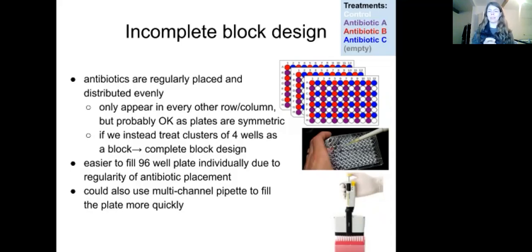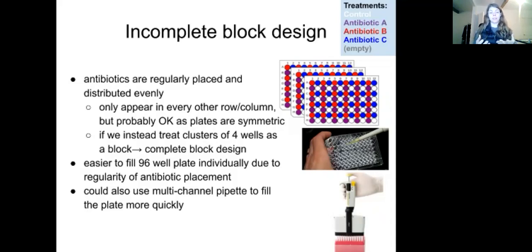If we wanted to make things simpler, we might even be able to consider this, rather than an incomplete block design, as a complete block design. If we took each cluster of 4 wells, so if you look at the top left corner, the 4 wells contain each of the 4 different antibiotic treatments. We could treat these as a block, and then we could analyze it as a complete block design. So it just really depends which statistical approach gives you more power at the time of analysis.